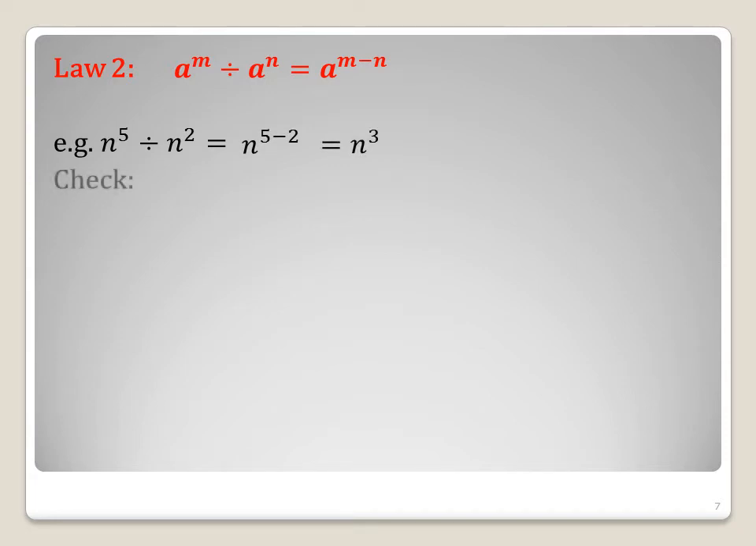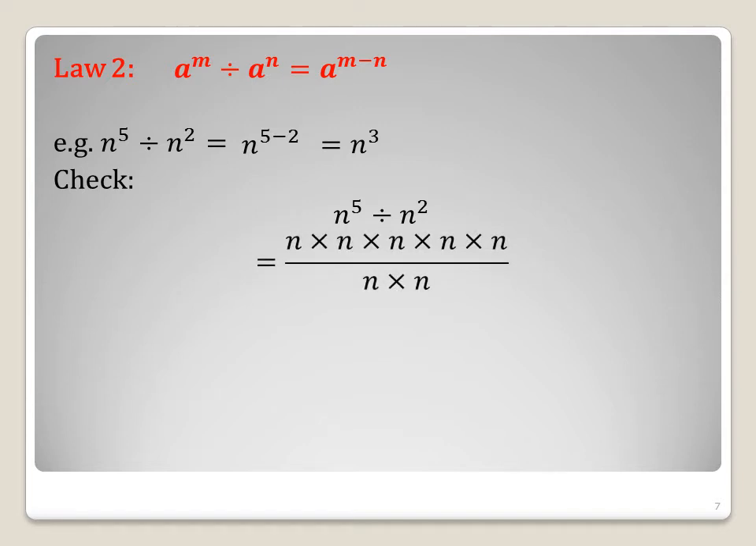Law 2. The law of subtraction. For example, n raised to the power of 5 divided by n raised to the power of 2 would give n raised to the power of 3. To check, n raised to the power of 5 divided by n raised to the power of 2 is n multiplying itself 5 times, all divided by n multiplying itself 2 times. And when you cross them out, it gives you n raised to the power of 3.